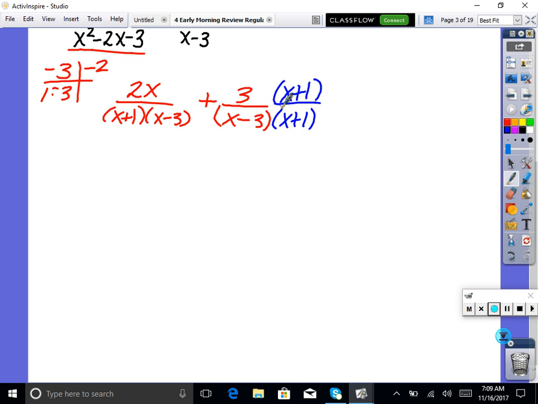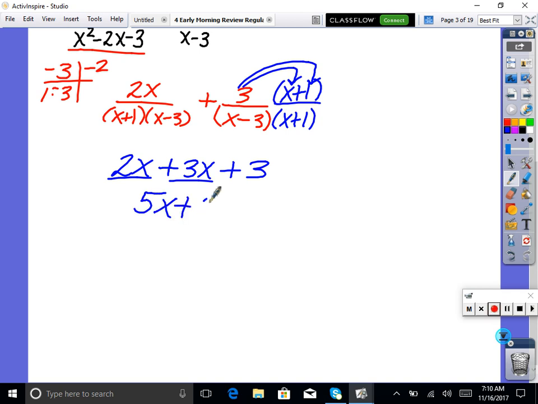Once again, look at your denominators. If they're the same, you're good to go. Multiply out your numerator. So this, nothing changed. 3 times x is 3x, positive 3x. Positive 3 times positive 1 is plus 3. Now aren't we combining like terms? 2x plus 3x is 5x. So we have 5x plus 3 on top. On bottom we have x plus 1 and x minus 3, right?